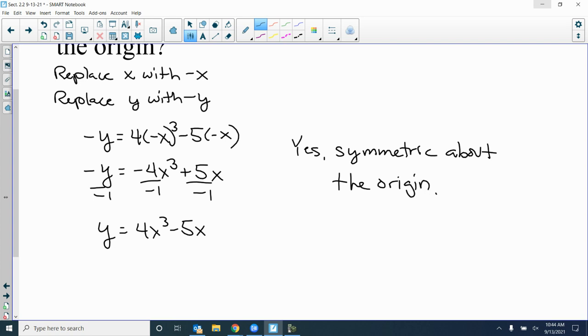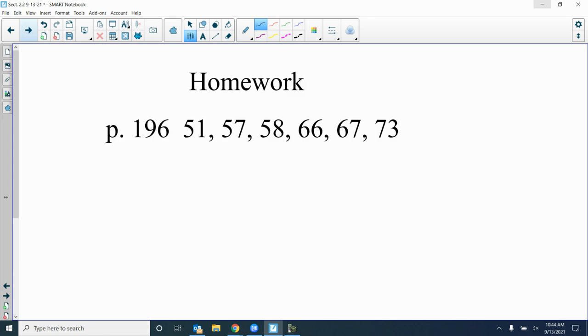All right, we're going to finish the rest tomorrow. We'll give you a few problems to do, though, just over symmetry and x and y intercepts. We'll hit the rest of this section tomorrow.